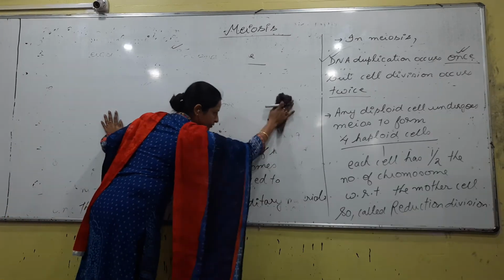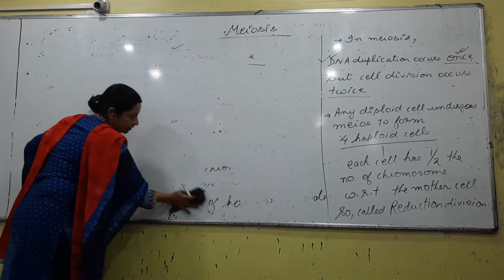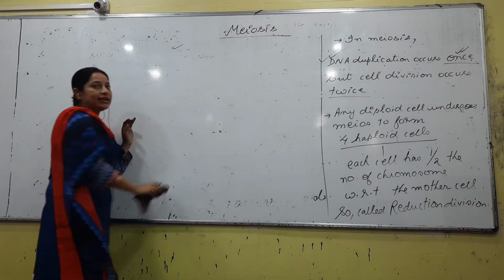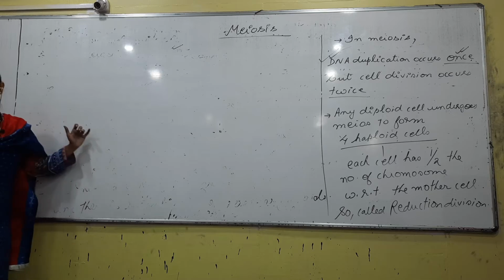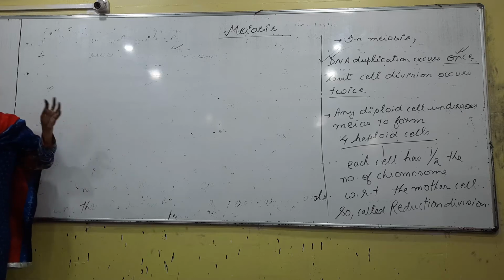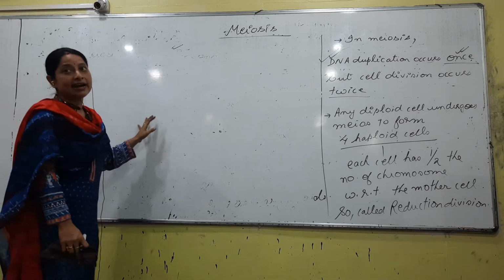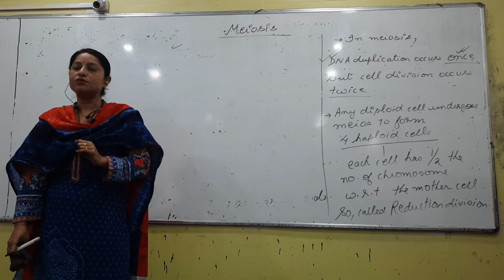In the process of meiosis, the cell that will undergo meiosis is called what? Meiocyte. We have written a term called meiocyte, no? The cell that is going to undergo meiosis, we call it a meiocyte, right? If a meiocyte undergoes meiosis, how many daughter cells will form?